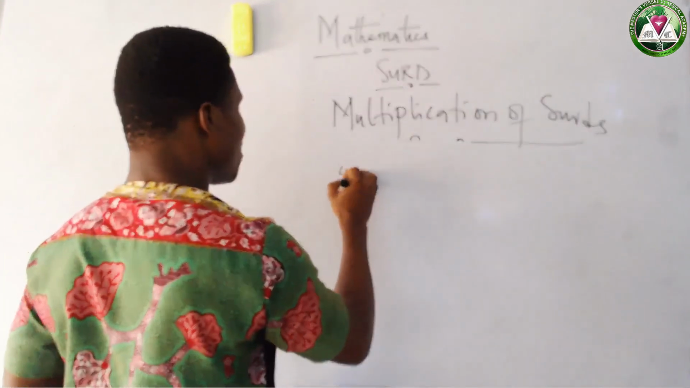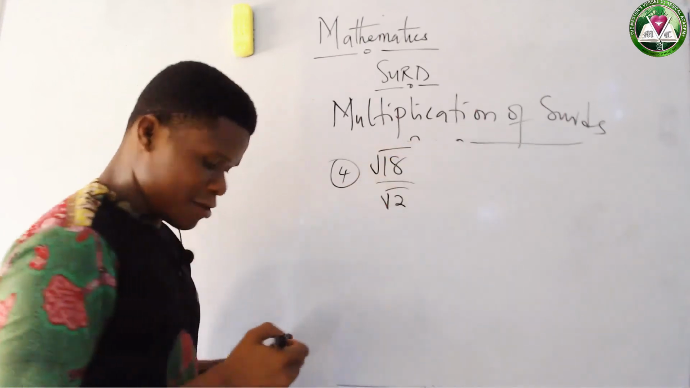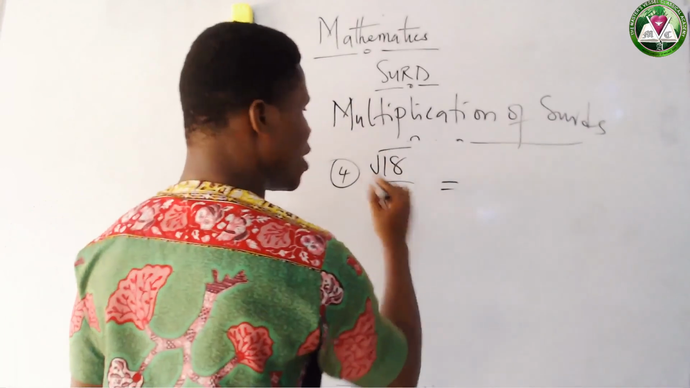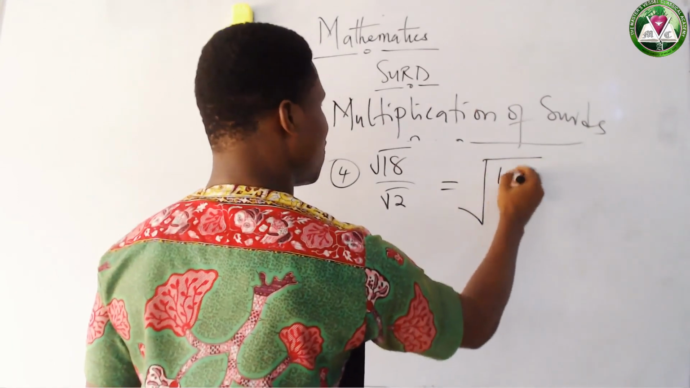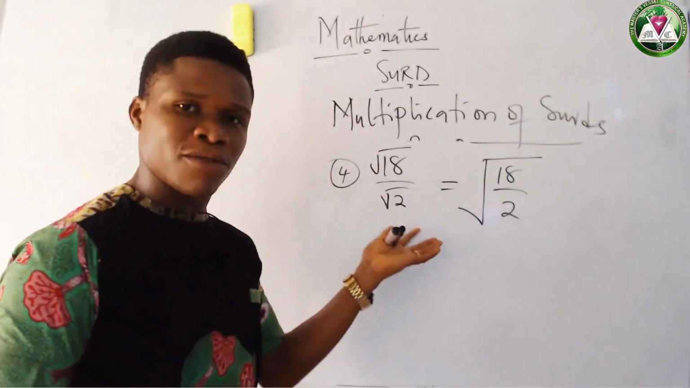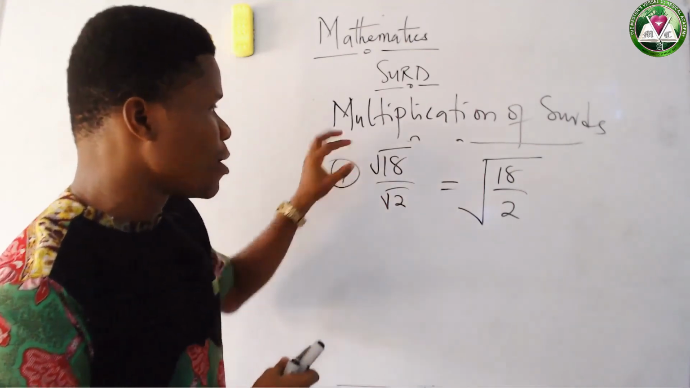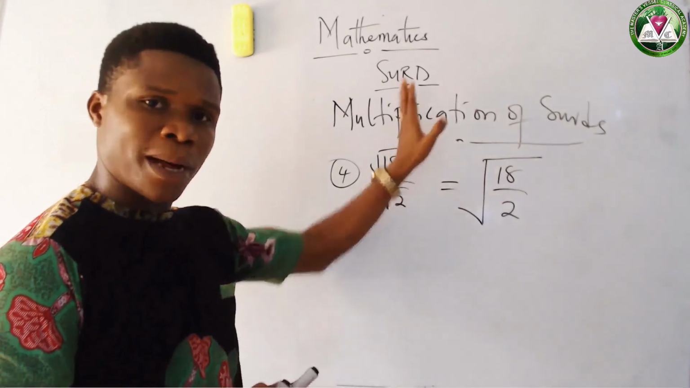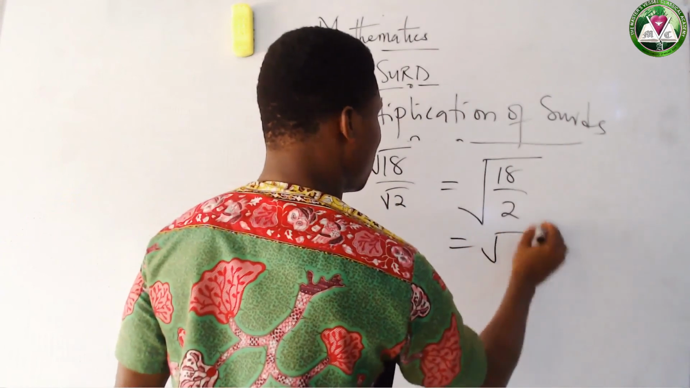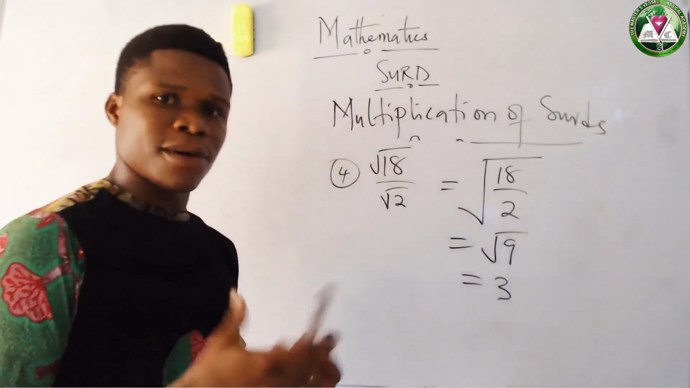In number 4, I have root 18 over root 2. There is a root for both up and down, so what do we do? Put them into one root: root of 18 over 2. Why am I doing this? Because I can see for myself that 18 is divisible by 2. 2 can divide 18. If it's not divisible, I probably will not go into this. I'll just go into multiplying with root 2 up and down. Do you understand? It will still give you the same thing. This will give me root of 18 divided by 2 is 9, and then root of 9 is 3. This one gave us a whole number.